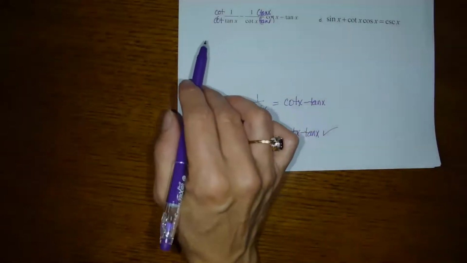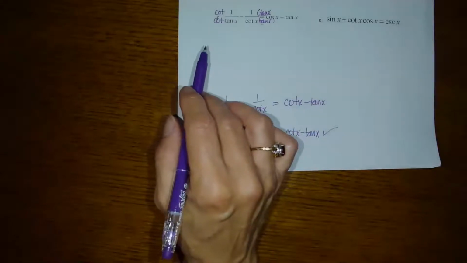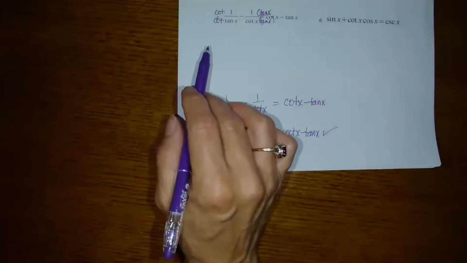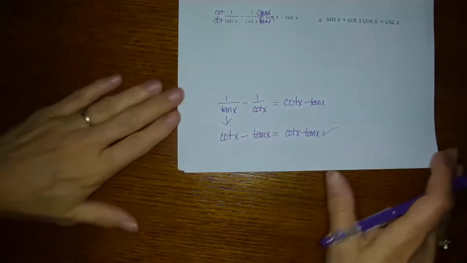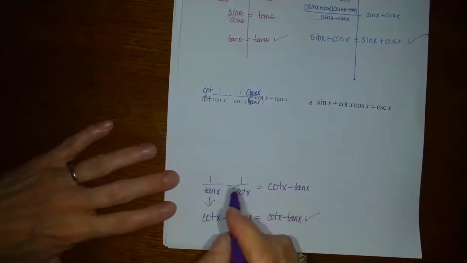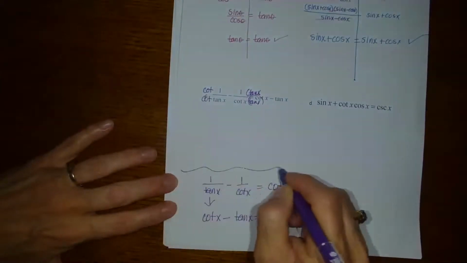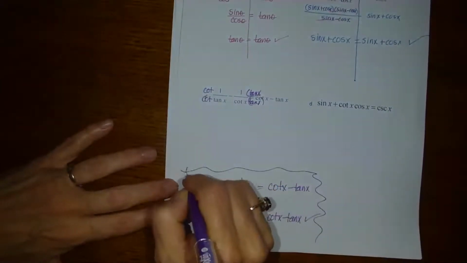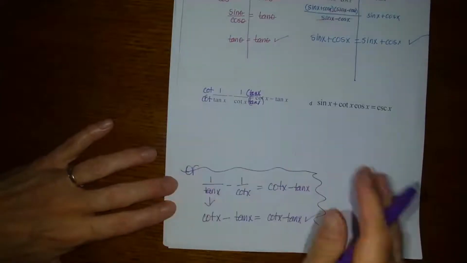If you went through this way, you would end up with a common denominator where you would have a little bit of work to show. It's basically the same thing. I'll do this way also. This is fast.